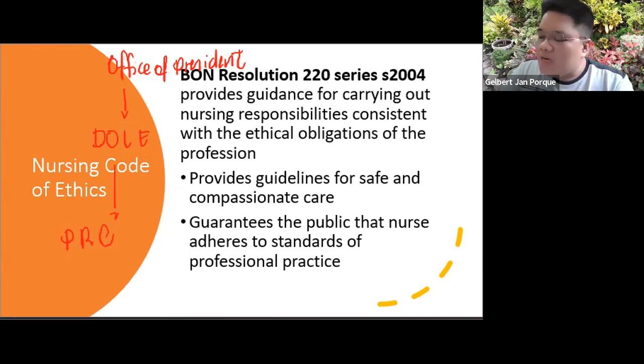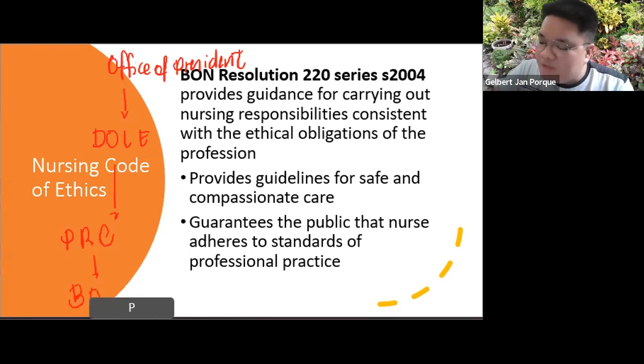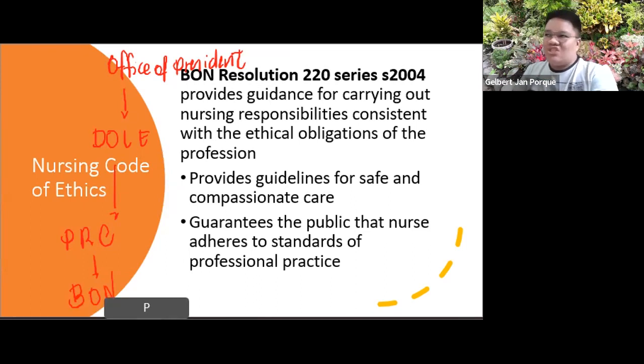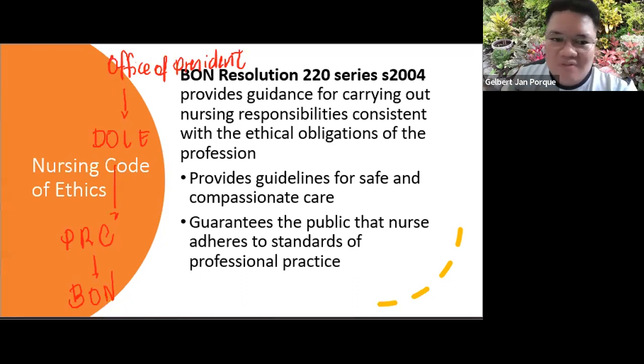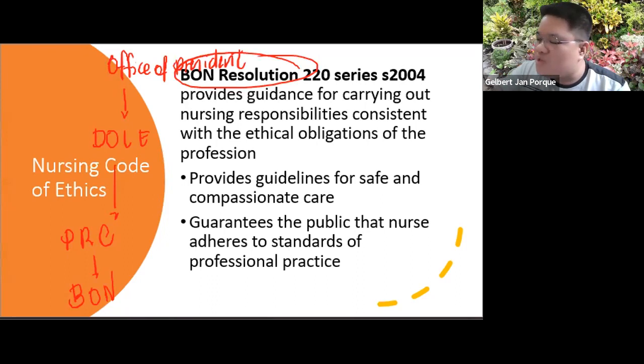So now, class, under the PRC, you have your Board of Nursing. So you have the Board of Teachers, the Board of Architects, the Board of Medical Technologists, and so we have the Board of Nursing. So our Code of Ethics is being issued by the Board of Nursing. Okay, so Board Resolution 220, series of 2004.